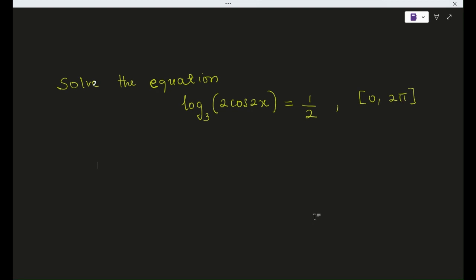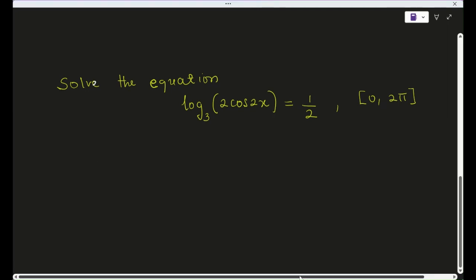interesting question. Solve the equation log to base 3 of 2 cosine of 2x equals 1 over 2. So this is a question that requires us to apply our knowledge of logarithm equations and trigonometry equations.